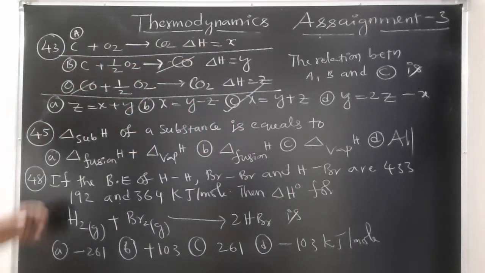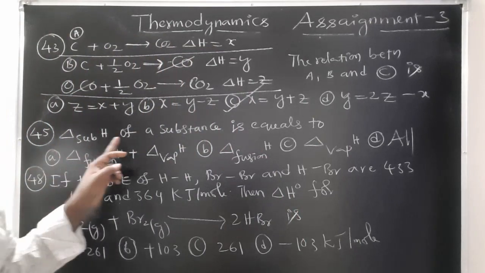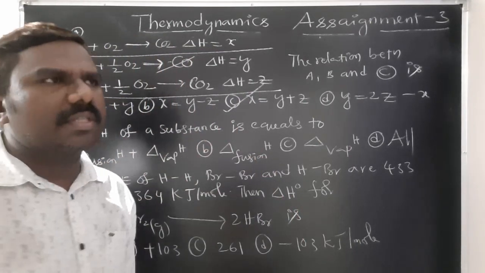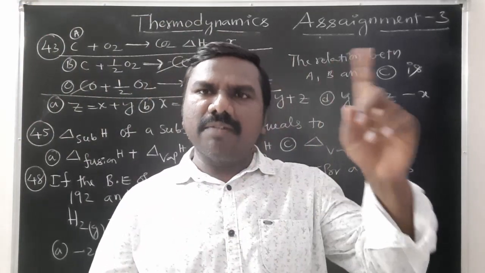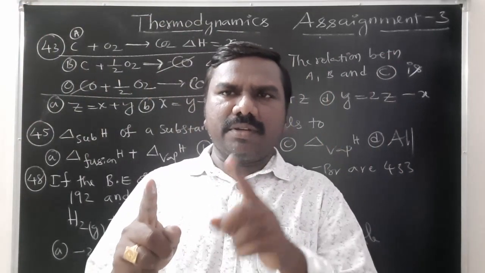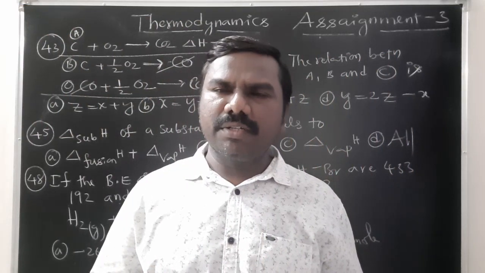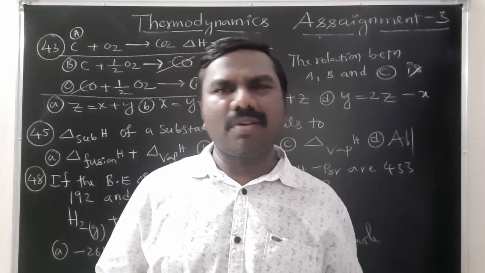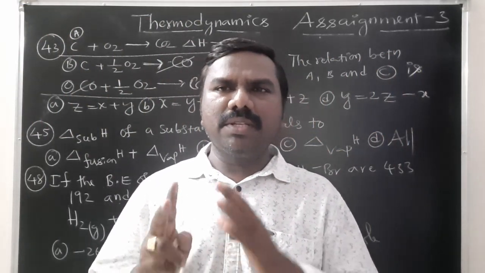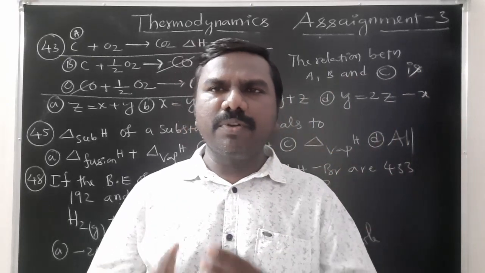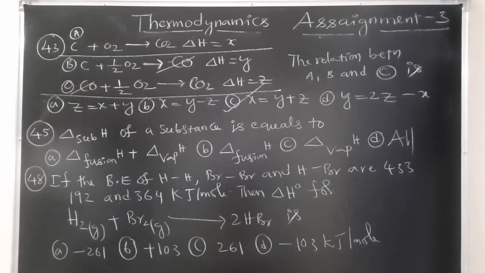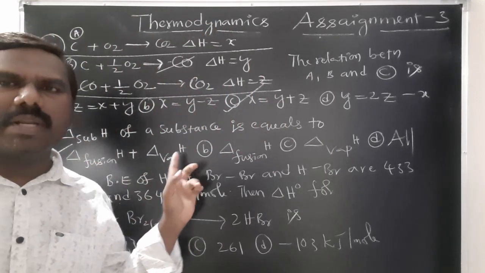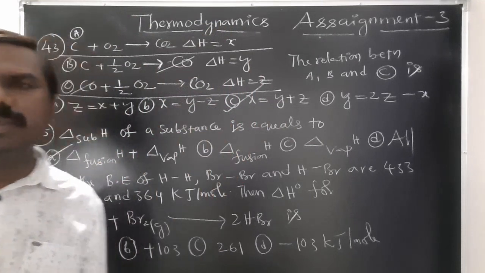Next. Enthalpy of sublimation of a substance is equal to... Sublimation is nothing but solid directly converted into gas. First solid into liquid, that is called fusion. Liquid into gas, that is called vaporization. Then only is solid converted into gas. It means fusion plus vaporization. Enthalpy of fusion plus enthalpy of vaporization is nothing but enthalpy of sublimation.